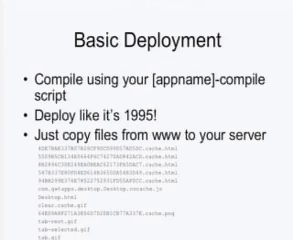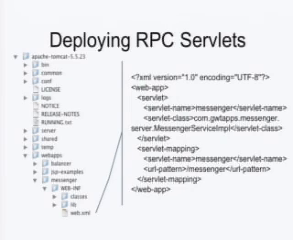Same with GWT technology. When you compile your application, files are generated by the compiler, and they're just general web technology files, including HTML, images, and JavaScript. You can just throw it up on any web server and download it in any browser. But of course, most GWT applications are going to have a server. And this is where the real deployment complications come into play.